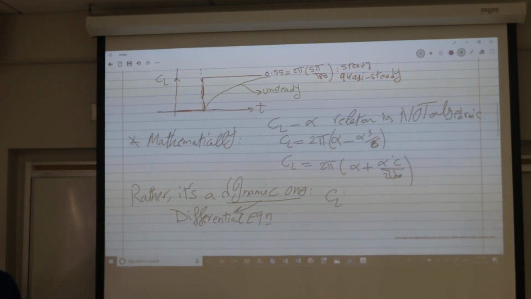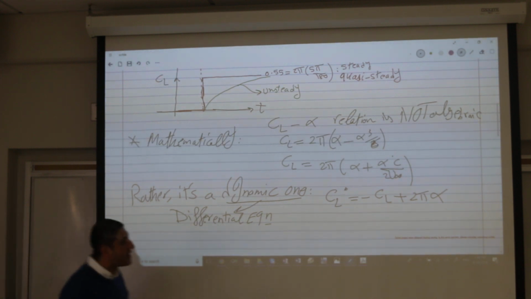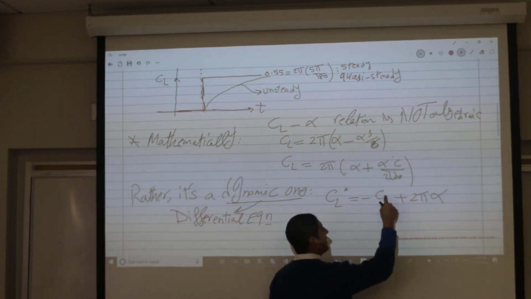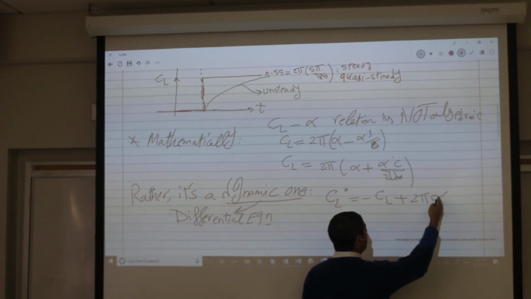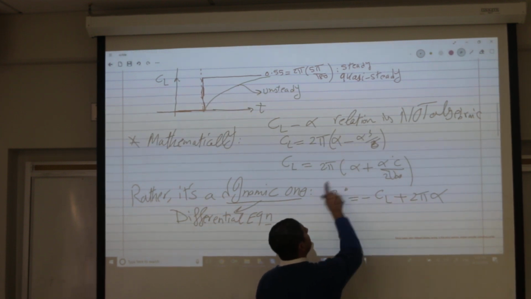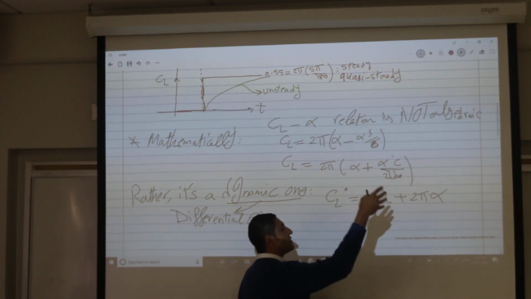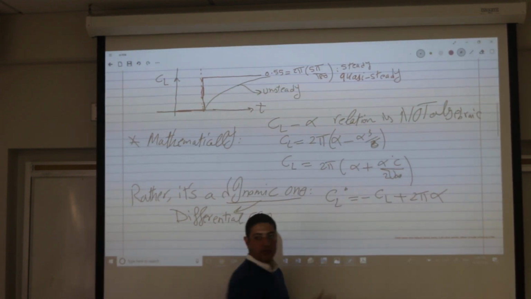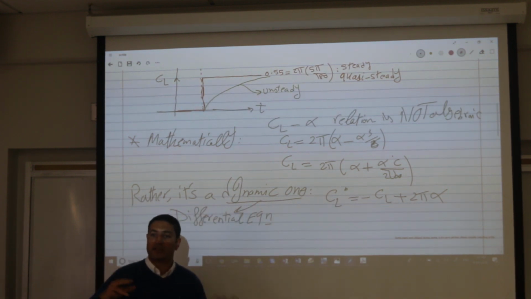So a relation like this, CL dot equals negative CL, say, plus 2 pi alpha. If somebody is proposing a model like this, I cannot reject it from the get-go. Why? Because this is an unsteady model. Because if you start with an initial condition of 0 lift, and you apply a 5 degrees step input, you will not get an immediate change in the lift, but an immediate change in the lift rate of change. So if you maintain your input for a while, then the lift will build up. CL dot for some time will give you CL later on.